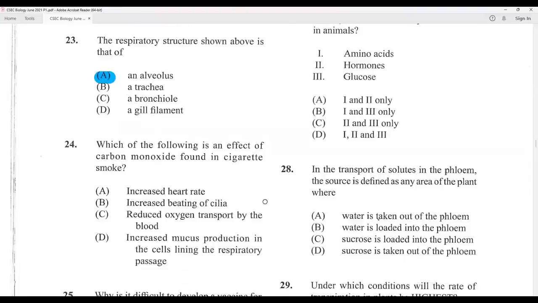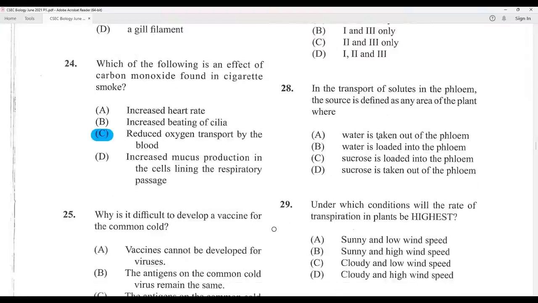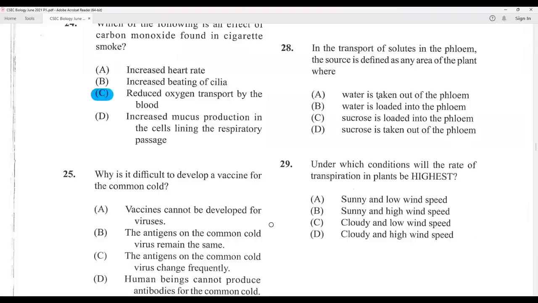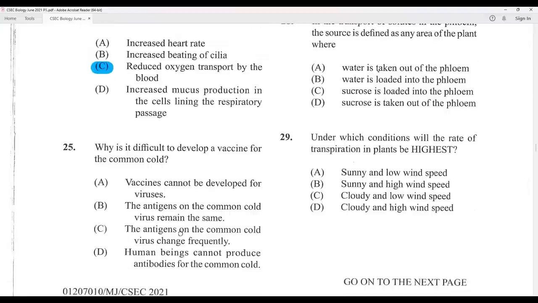24, which of the following is an effect of carbon monoxide found in cigarette smoke? Carbon monoxide binds to the red blood cells, the hemoglobin, so it reduces the ability for red blood cells to carry oxygen. So the best answer is C. 25, why is it difficult to develop a vaccine for the common cold? That's because it's always changing and the proteins on the surface always change, which you know as the antigens. So the antigens on the common cold virus change frequently.